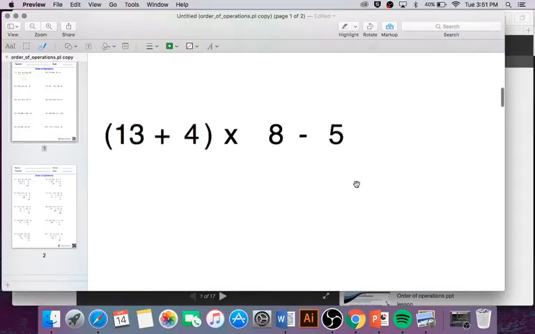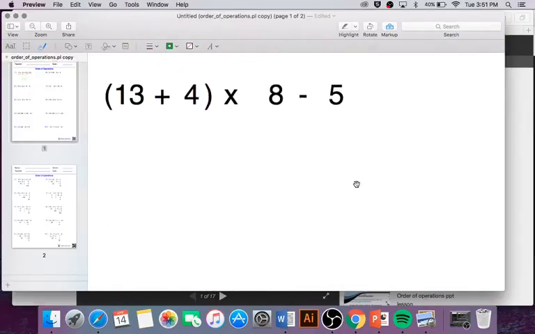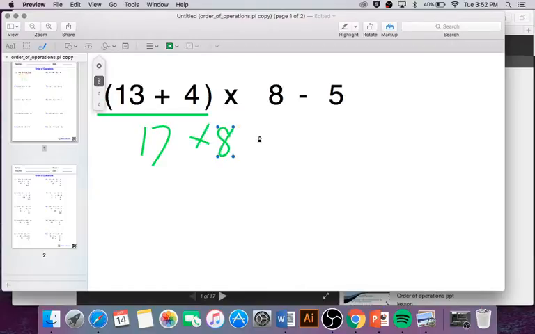Okay, so our next problem, we have 13 plus 4 in parentheses times 8 minus 5. So the first thing we're going to do is solve what's in the parentheses. So we have 13 plus 4, which is 17, times 8 minus 5.